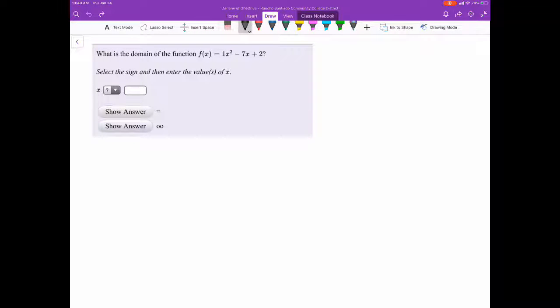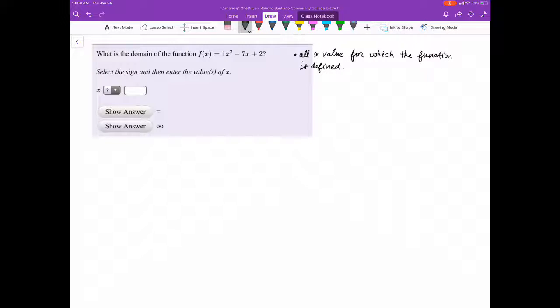Hi, in this example, we're going to discuss the domain of a function. So recall that the domain of any function is just going to be all x values for which the function is defined. In doing this, we have to look at each kind of family of functions in particular. So we did discuss rational functions, square root functions, and now we're going to discuss polynomials or a quadratic function.